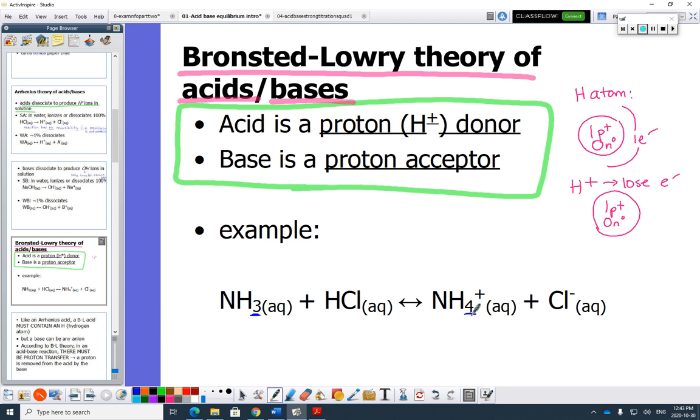So this ammonia accepted a proton. So it is the base. So you can write B for base. You don't have to write the whole word if you don't want to.